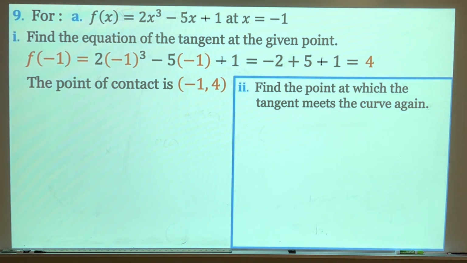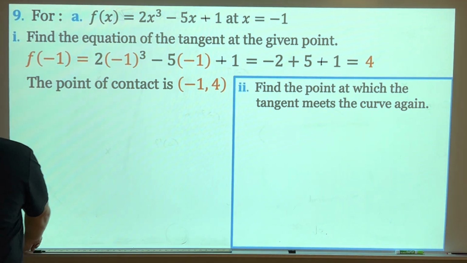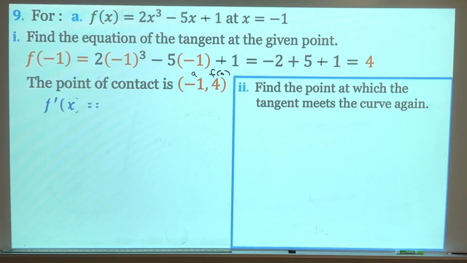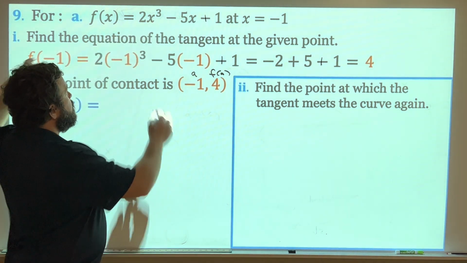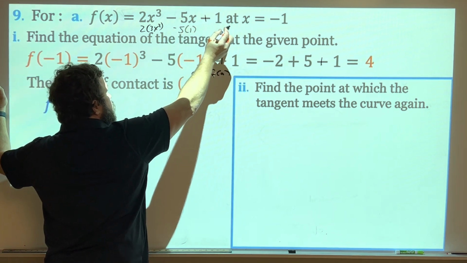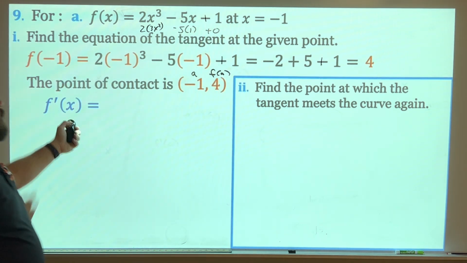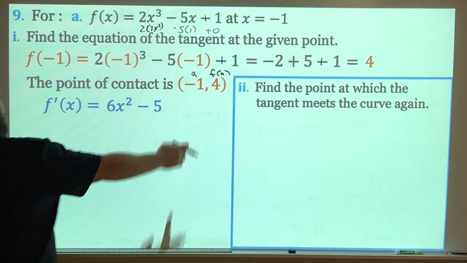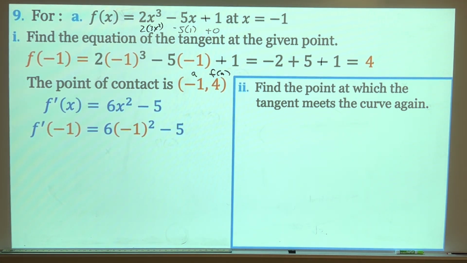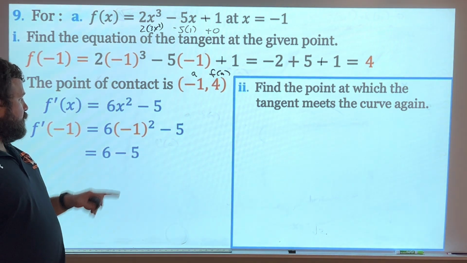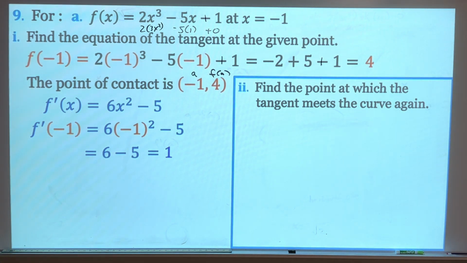Next thing you're gonna do, you got our a. Same thing as you've been doing. We have our f of a. You need your f prime a. Derive the equation. 2 times 3x squared minus 5 times 1 plus 0. 6x squared minus 5. Now we need to know f prime of a, so we're going to type in the negative 1. F prime of negative 1 equals 6 times negative 1 squared. 6 times 1 is 6 minus 5. 6 minus 5 is 1.